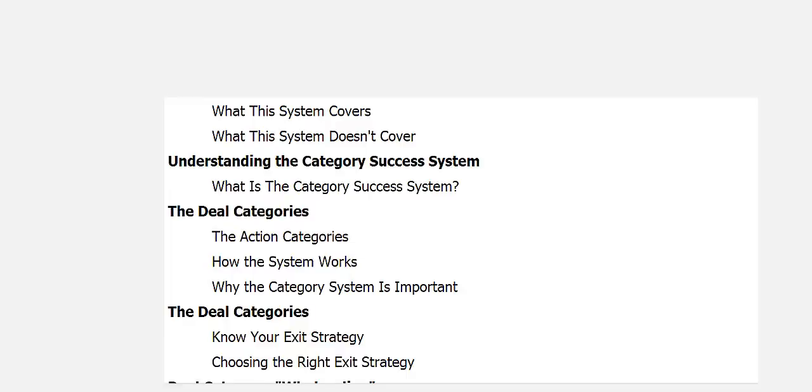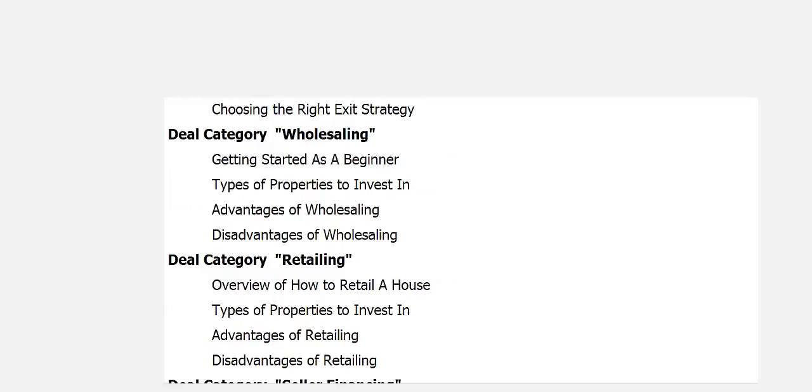The deal categories, knowing your exit strategy, choosing the right exit strategy. And then we go through in detail what a wholesaling deal is and how do you get started as a beginner. What types of properties do you invest in as a wholesaler? What are the advantages and disadvantages of wholesaling?